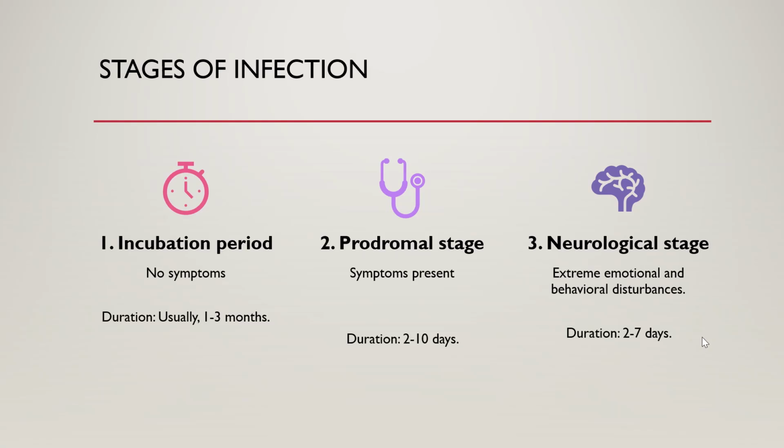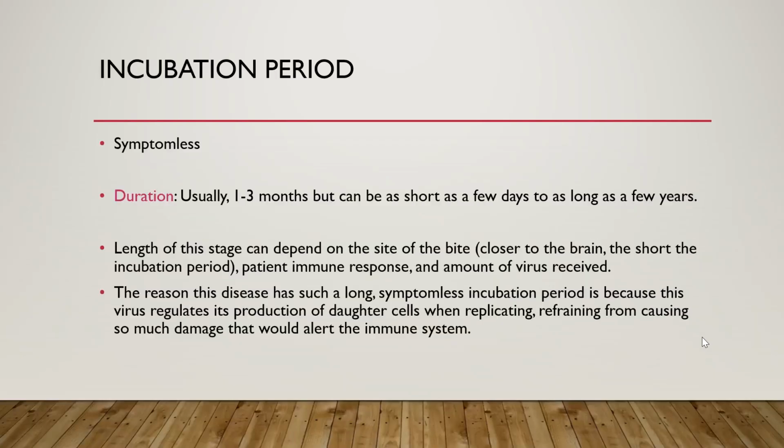Incubation period is the first stage of infection, showing no symptoms, usually lasting 1 to 3 months. The second stage of infection is the prodromal stage, where initial symptoms are present, and this stage lasts 2 to 10 days. And the last stage of infection is the neurological stage, which is characterized by extreme emotions and behavioral disturbances, with a duration of 2 to 7 days.